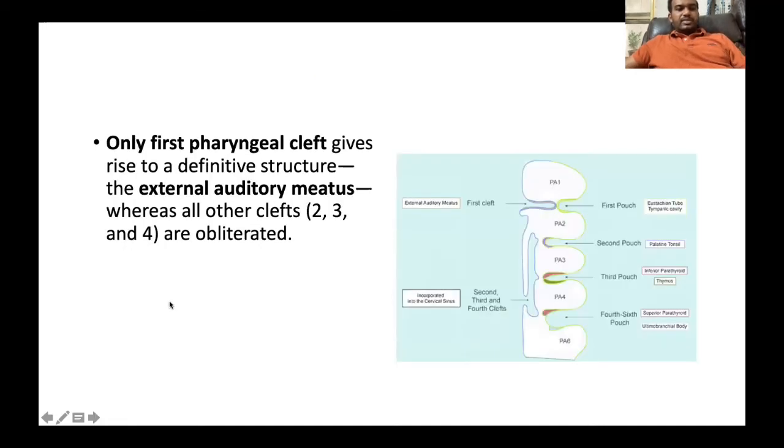About these clefts, only the first pharyngeal cleft gives rise to a definitive structure, the external auditory meatus, whereas all other clefts, the second, third, and fourth, are obliterated.